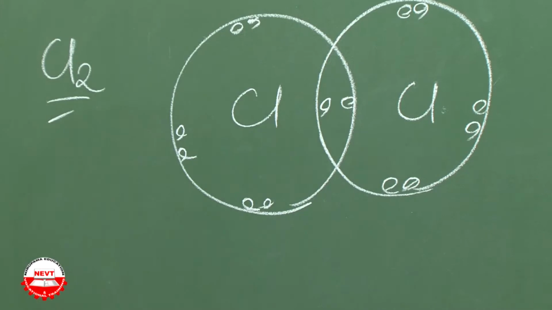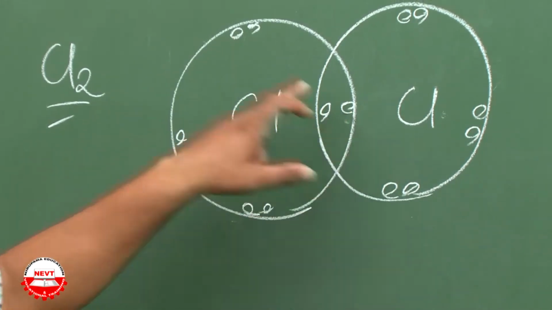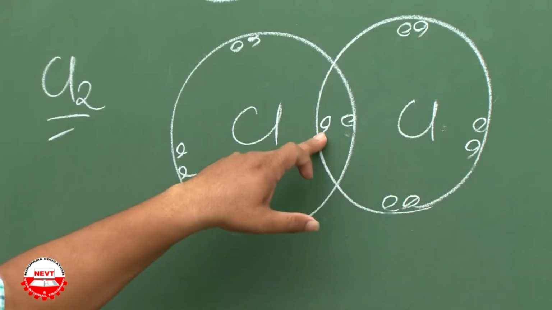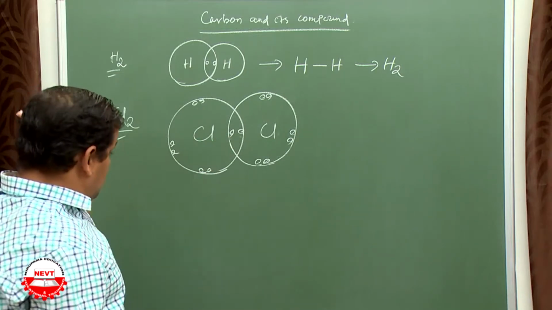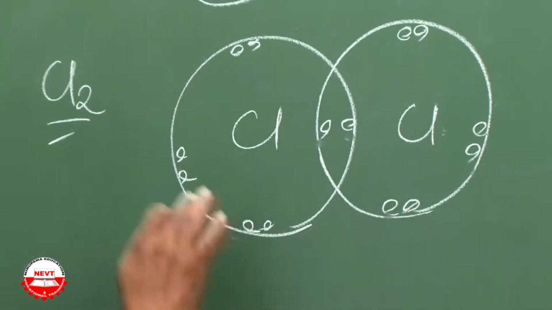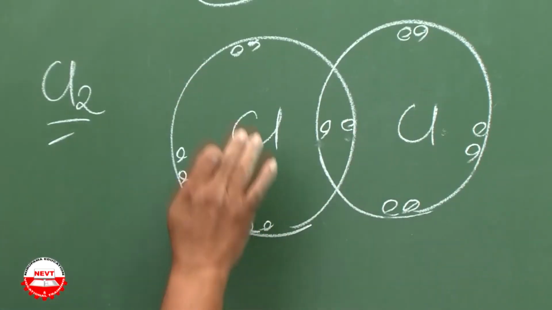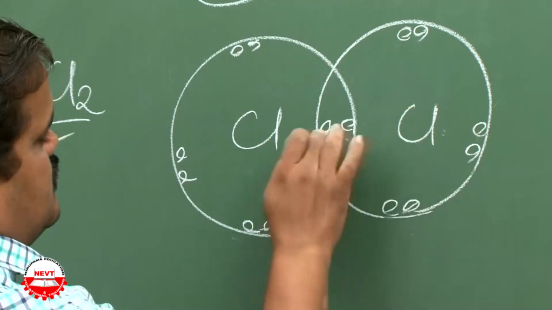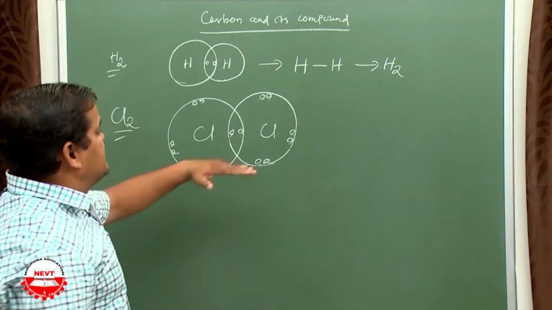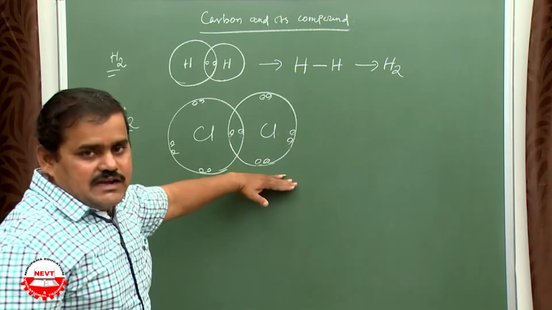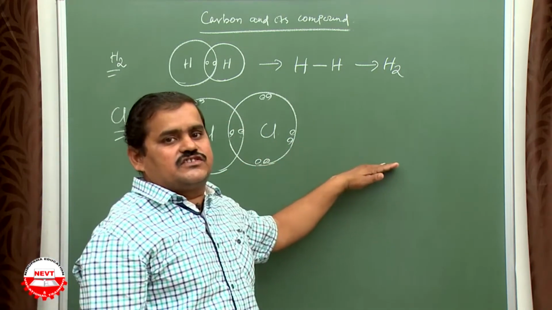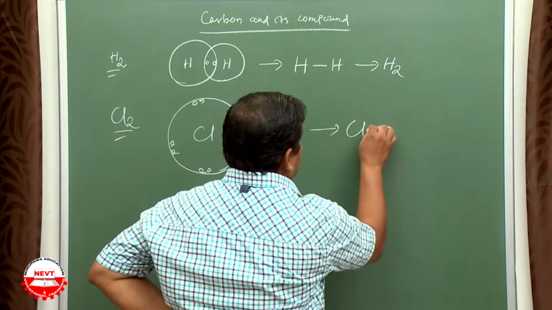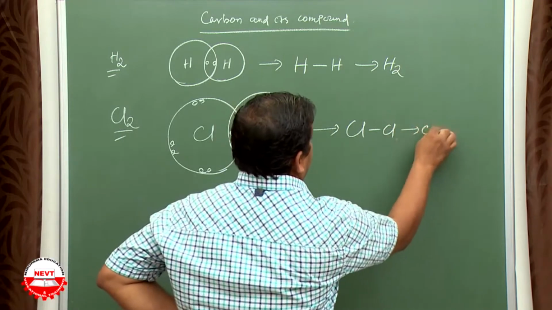It has 7. That means 2, 4, 6, and this is 7. So now just look here: 2, 2, 2, 6, 7. This chlorine has 7 valence electrons, and this chlorine also has 2, 2, 2, 6, 7. But finally what will happen? 2, 2, 2. This 2 is considered for this. That means 8 valence electrons now. It also has 2, 2, 2, 2 meaning 8 valence electrons. That means chlorine gets its nearest inert structure, that is argon. So it will form like this, Cl single bond Cl, or Cl2.